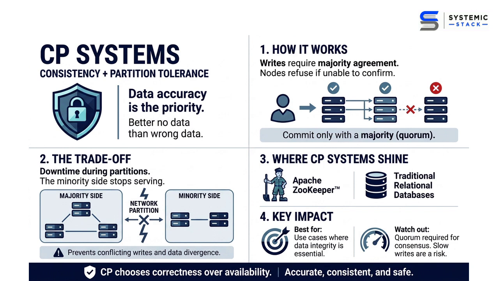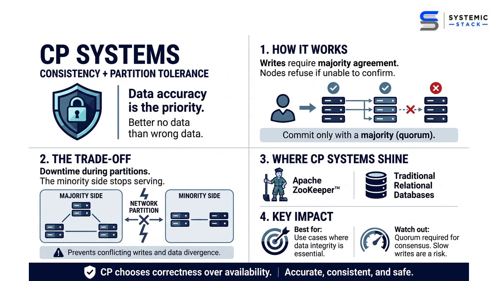However, the trade-off is clear. The failure mode here is downtime. If the network splits, the minority side of the cluster will stop accepting requests to prevent data divergence. In an interview, you justify a CP choice by explaining that data integrity is your absolute top priority and that providing stale data is worse than providing no data at all.